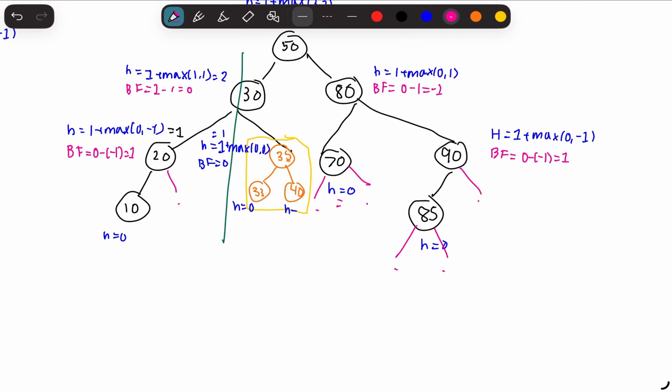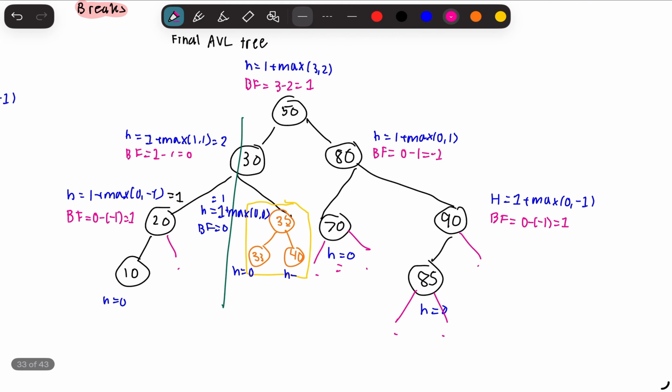Now, what about 80? It's still -1. And what about 50? For 50, your height is going to equal 1 plus max of 2 and 2, so your height is going to equal 3. Then for your balance factor, on your left, you have 2 as your height, and on your right, you have 2. Combining those is going to give you just 0.